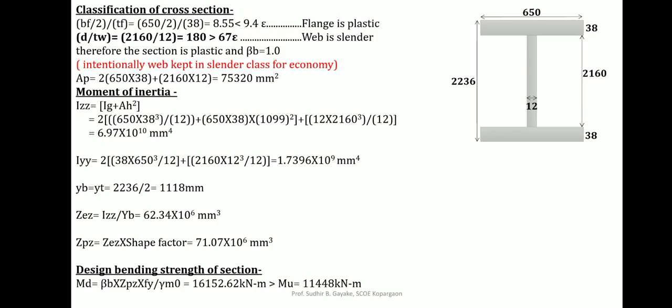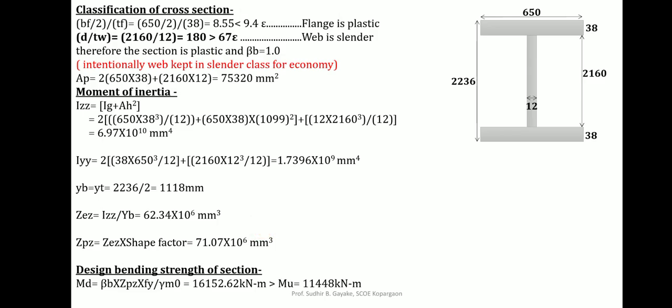Go for your extreme fiber compression side and tension side, YB, YT. That is, in this particular step: moment of inertia along Z side, Y side, extreme fiber distance from top and bottom, elastic section modulus and plastic section modulus. Plastic section modulus is calculated as elastic section modulus along major axis into shape factor 1.14, and now we are getting the value as 71.07 into 10 raised to 6.